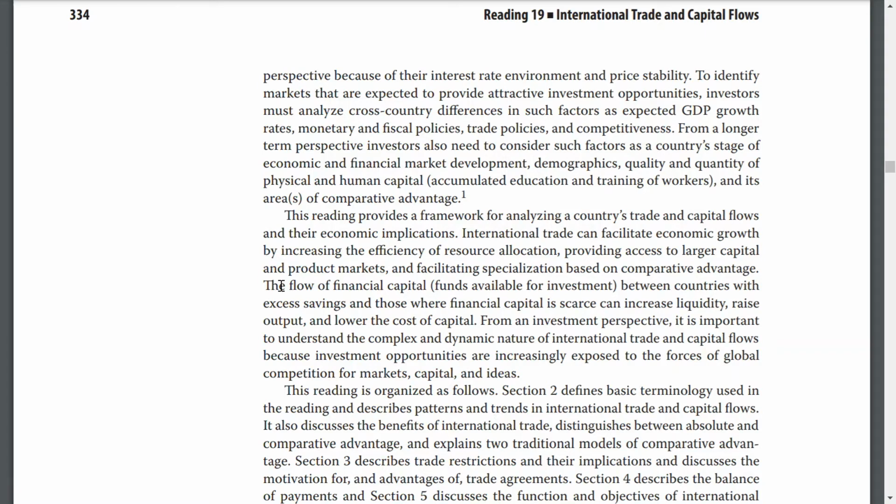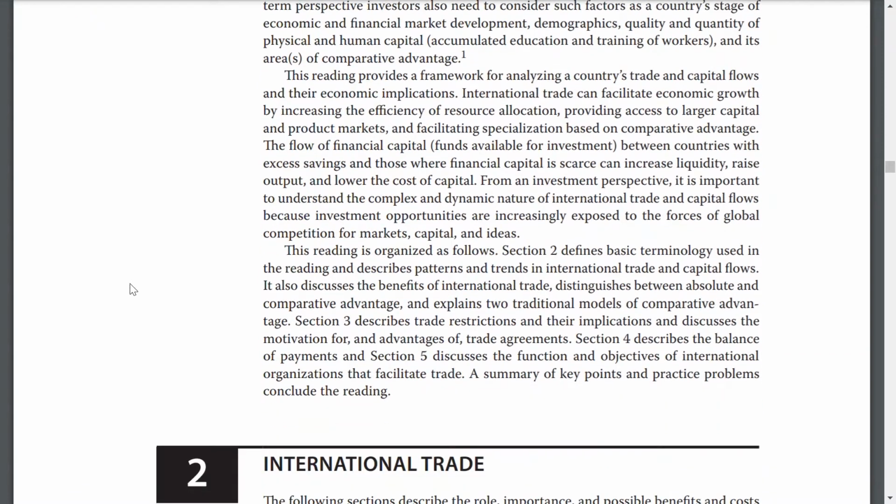International trade can facilitate economic growth by increasing the efficiency of resource allocation, providing access to larger capital and product markets, and facilitating specialization based on comparative advantage. The flow of financial capital, funds available for investment, between countries with access to savings and those where financial capital is scarce can increase liquidity, raise output, and lower the cost of capital. From an investment perspective, it is important to understand the complex and dynamic nature of international trade and capital flows because investment opportunities are increasingly exposed to forces of global competition in markets, capital, and ideas.